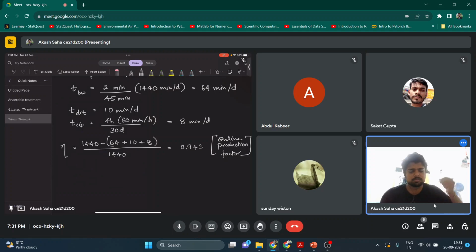See, I am converting everything in terms of minutes per day. Total for cleaning, it requires 4 hours per month, so it is 4 hours per 30 days. So I have to remove that hour. For removing that hour, I multiplied with 60 minutes per hour, because we know in one hour there are 60 minutes. So I will get the answer as 8 minutes per day. Is it clear?